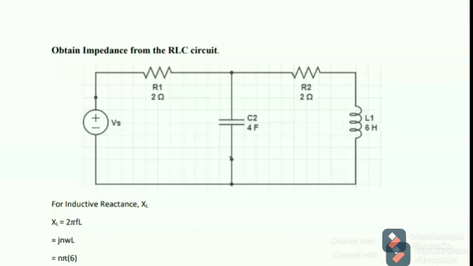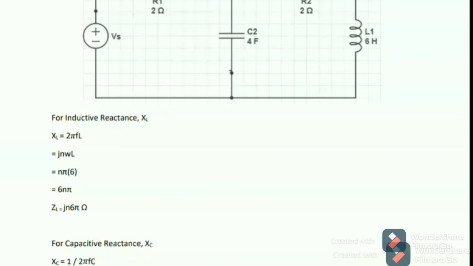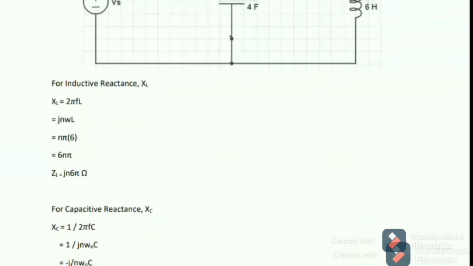So next, we need to obtain the impedance from the RLC circuit. Let's look at the RLC circuit. From the circuit, we know that R1 is 2 ohm, R2 is also 2 ohm, the capacitance is 4 farad, the inductance is 6 Henry. Next, for inductive reactance, we know the formula is 2 pi FL. Then we solve the equation, we've got the answer is j n 6 pi ohm. Next, for capacitive reactance, we know the formula is 1 over 2 pi FC. Then we solve the equation, we've got the answer is negative j over n 4 pi ohm.